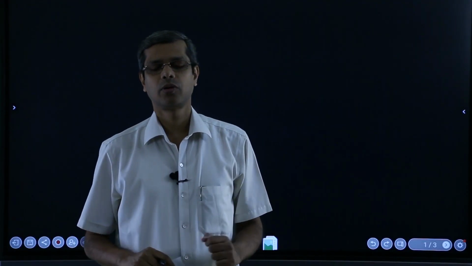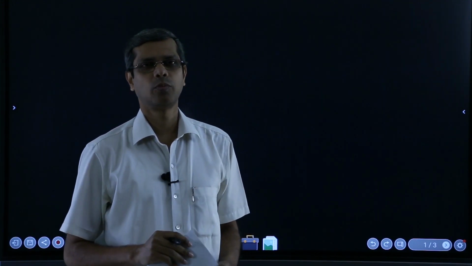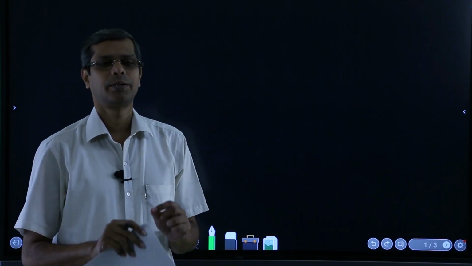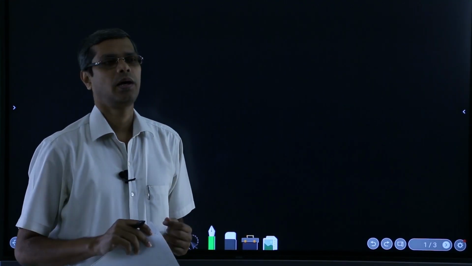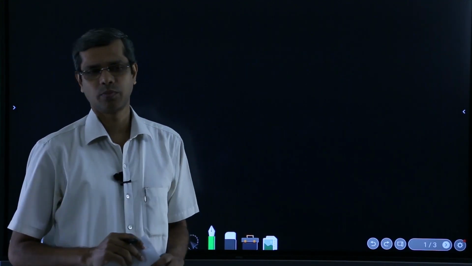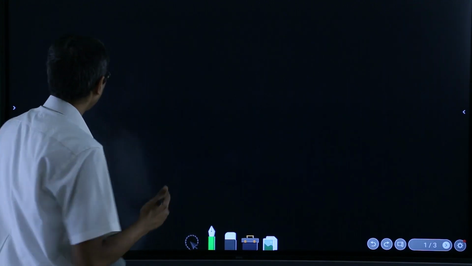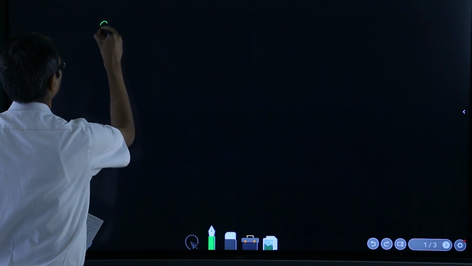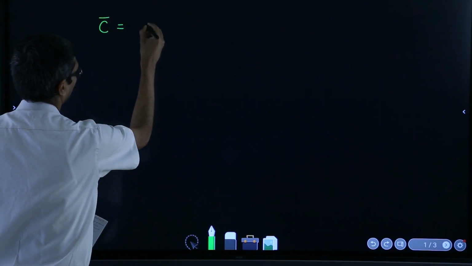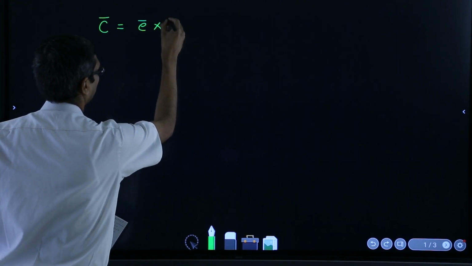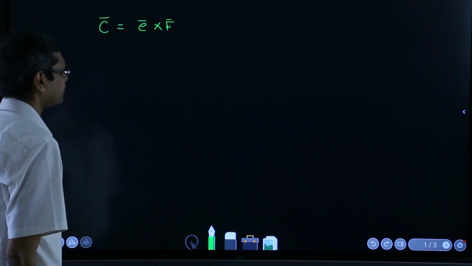Last segment we saw the definition and the meaning of a couple moment and how important it is. And then we also derived the formula through which we can easily calculate this couple moment in complex cases. And that formula was C is equal to E crossed with F.